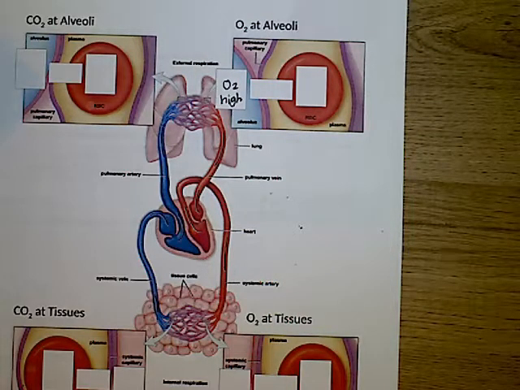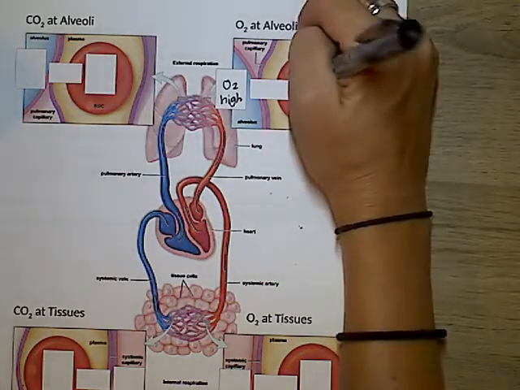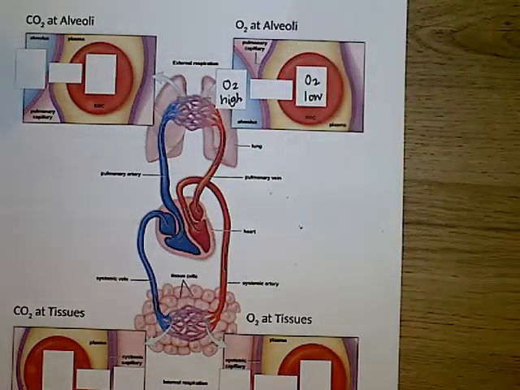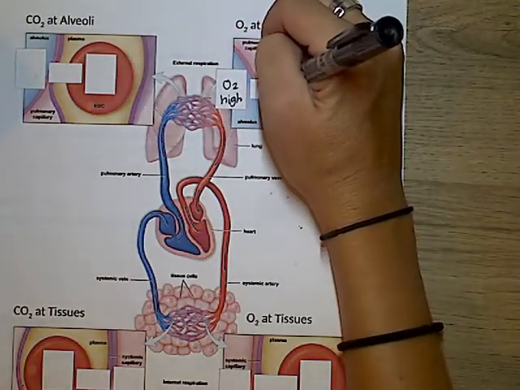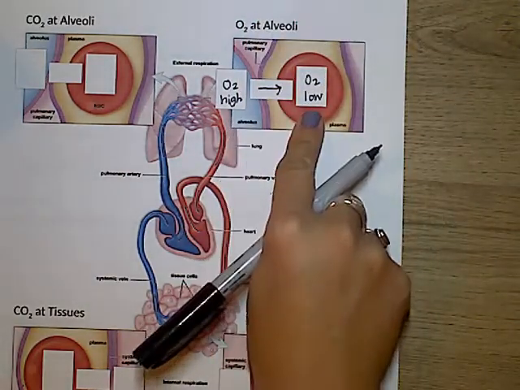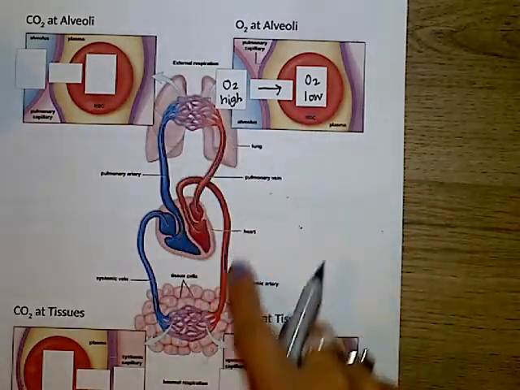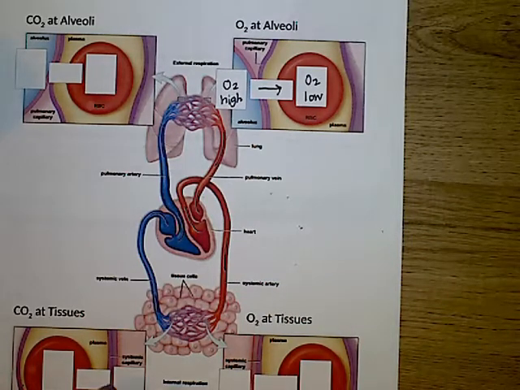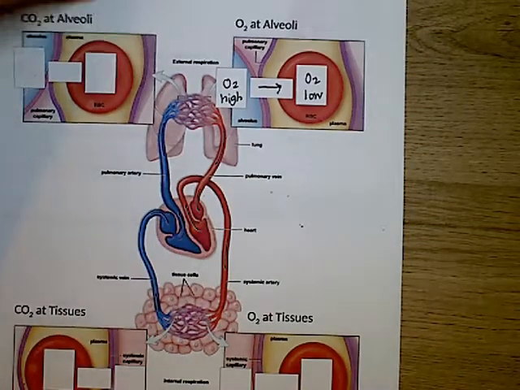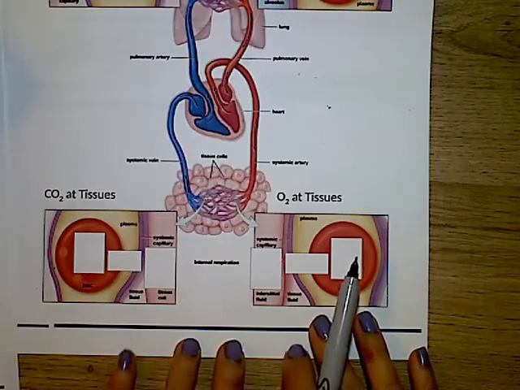In your cells, the oxygen gas levels are going to be low because as soon as that oxygen gets in there, it's going to be used for cellular respiration. So at the alveoli, it's going to diffuse from high to low from the alveolus into your red blood cells. This happens in the lungs, and then they'll go through a pulmonary vein to the heart. The heart will pump it to all of your different tissues.